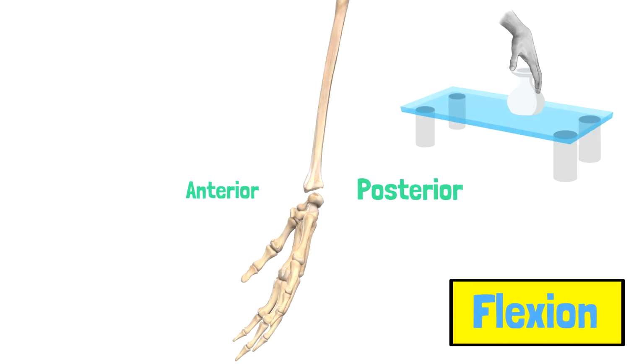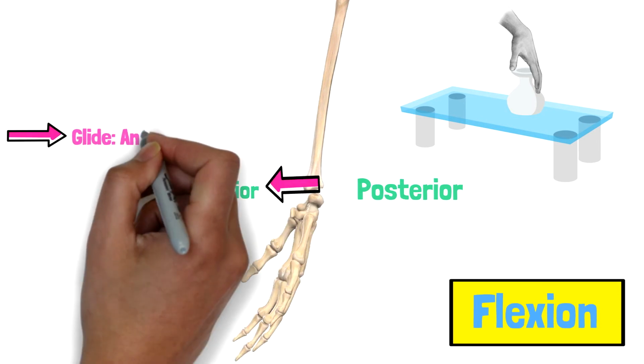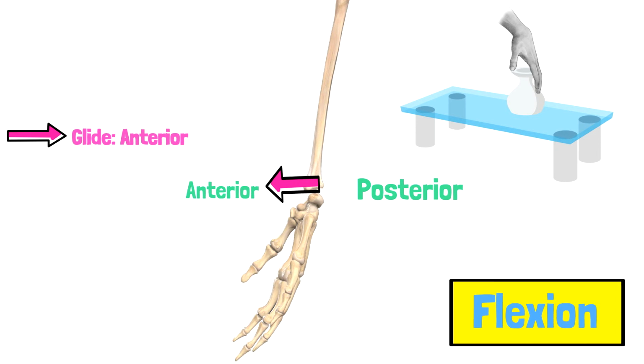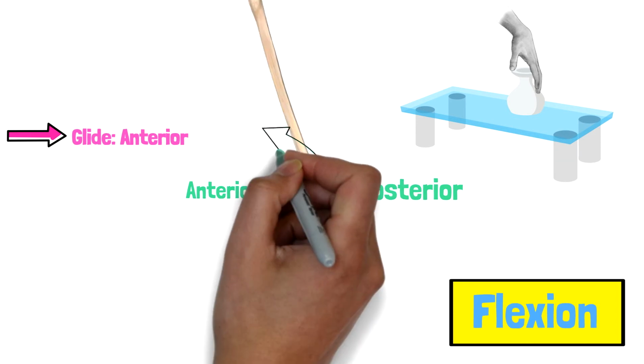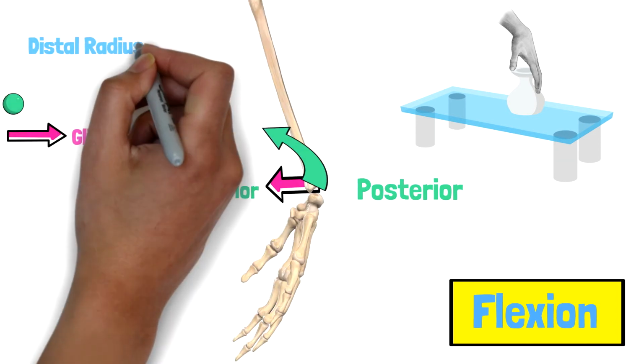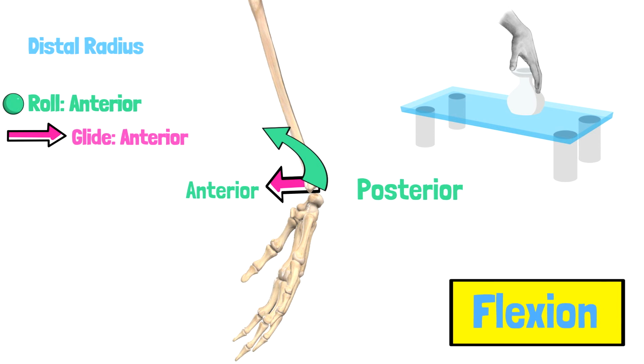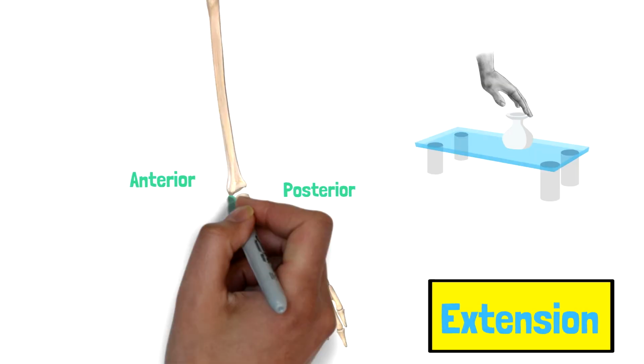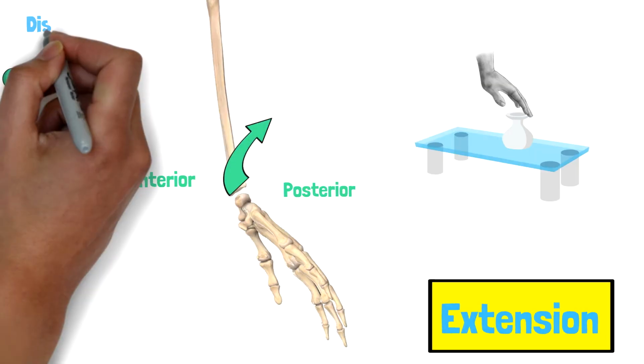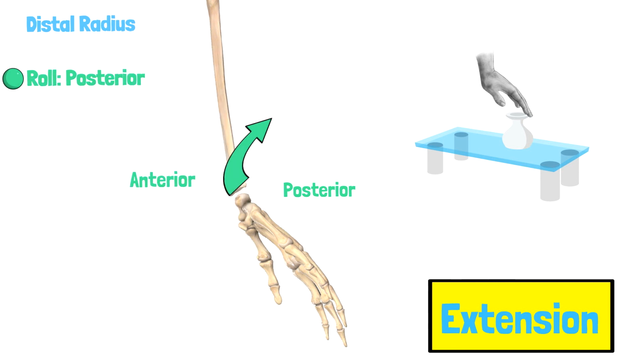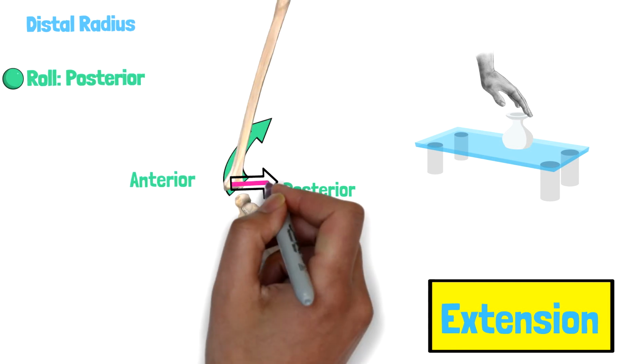Now, let's examine the closed kinematic chain movement. Here, we observe the concave distal radius glide anterior and roll anterior. With extension, we observe the concave distal radius roll posterior and glide posterior.